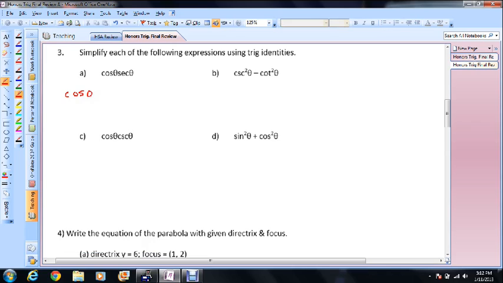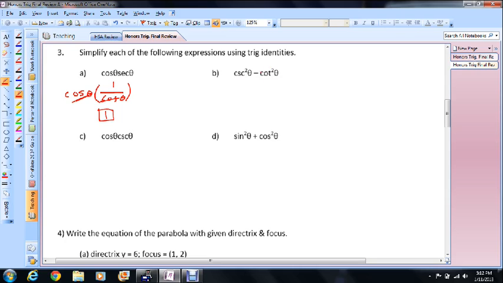Cosine of theta being multiplied by the secant of theta. Well, what's the secant of theta? That's just 1 over the cosine of theta. The cosines cancel out, and we're left with just 1 as our final answer. Pretty easy.